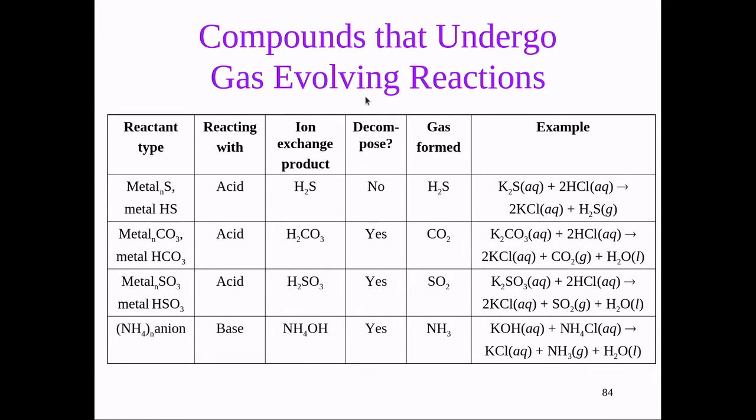Compounds that undergo gas evolving reactions, any one of these, are going to tend to break down to produce a gas. This is a handy table that we can reference later. If you have a metal with sulfur, or a metal with hydrogen and sulfur, and you react that with an acid, you're going to tend to form H2S. H2S is a gas at room temperature.